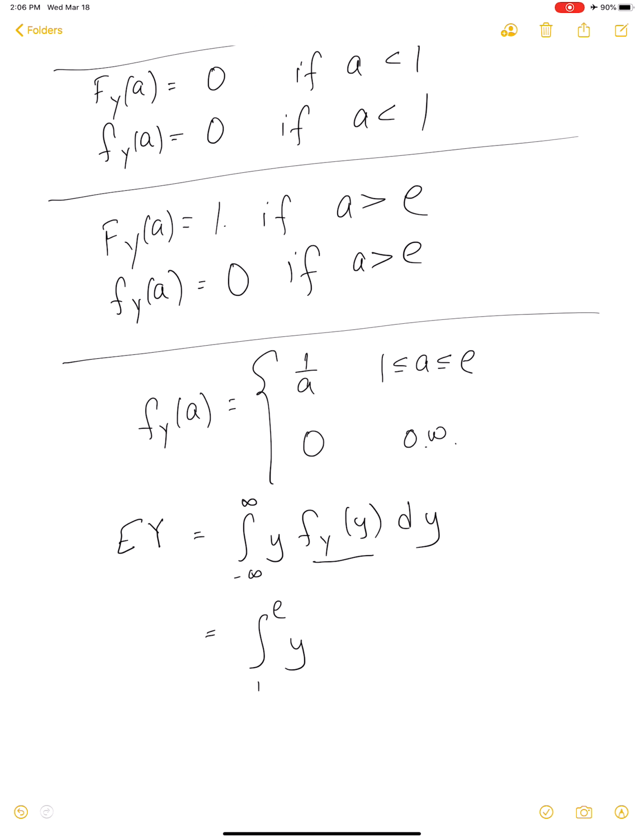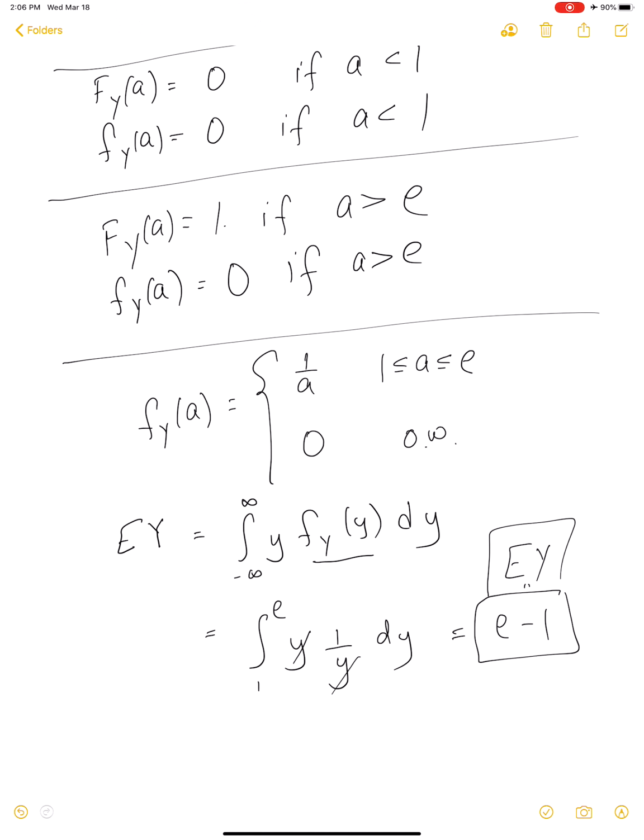What is the density? f sub y of y is 1 over y. So we have the integral of y times 1 over y dy. Okay? And canceling, you have the integral of 1 from 1 to e, so this is e minus 1, and that's the expected value of y. Okay?